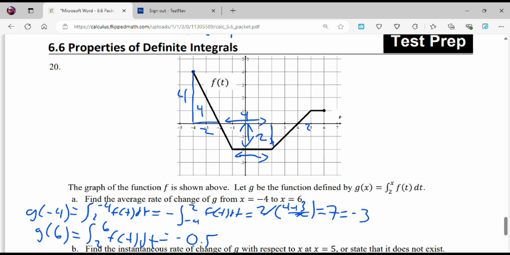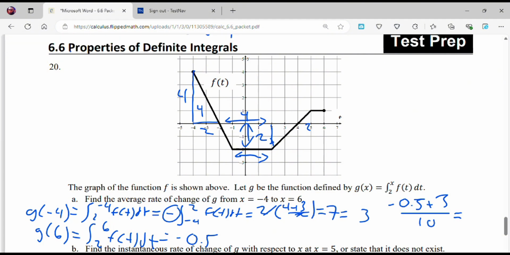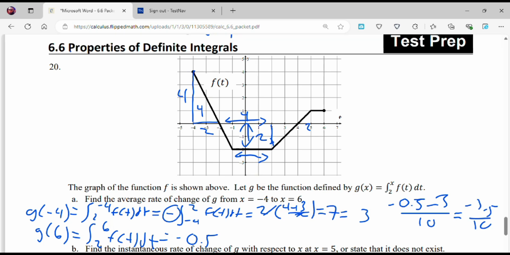So g of 6 minus g of -4 is -0.5 minus -3, which is +3, over 6 minus -4, which is 10. So that gives us, I apologize, this should be +3 because we had a negative right here. So it's +3, which would make this -3, which would give us -3.5 over 10.